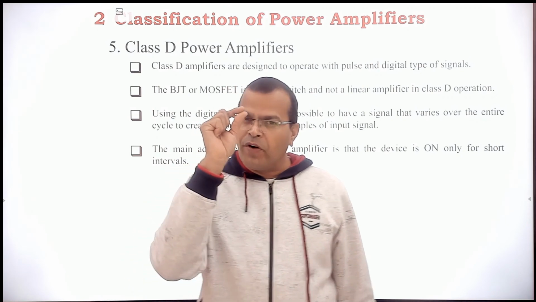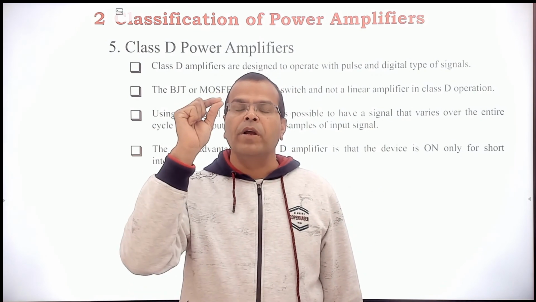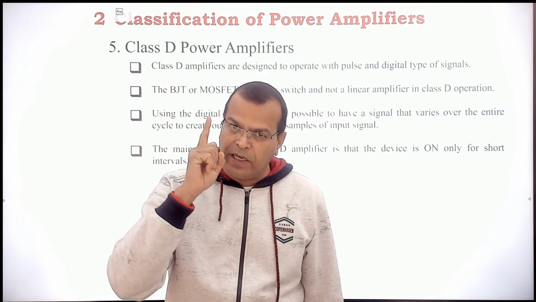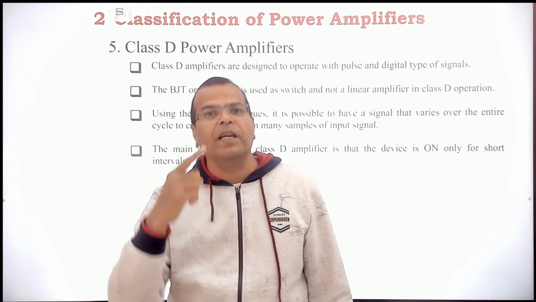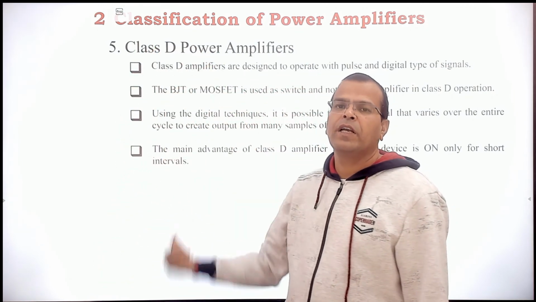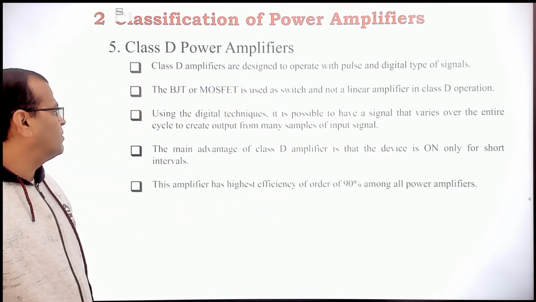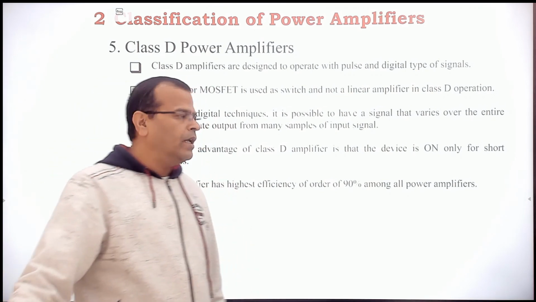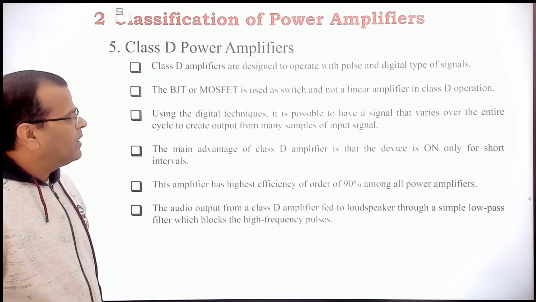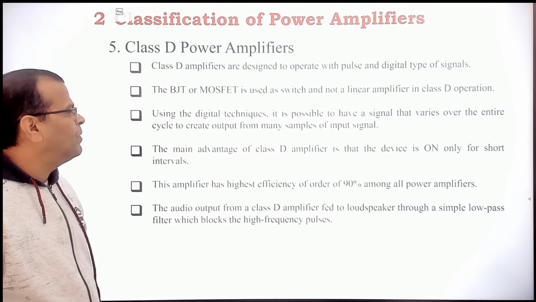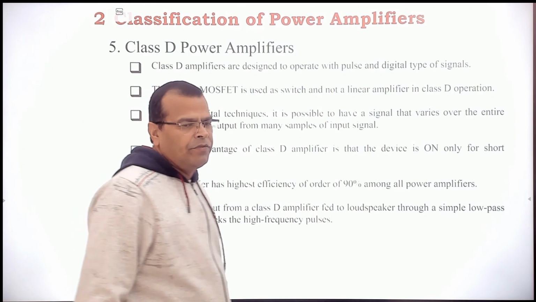When device is on for lesser period, efficiency will be more. When device is on for higher period, more time, efficiency will be less. So that is why efficiency is lowest in class A, then class AB, then class B, then class C, and highest efficiency is there in class D amplifier, right? So remember this point. Ideally it is 100%, but if you talk about practical, it is more than 90% or order of 90%. The audio output from class D amplifier is fed to loudspeaker through simple low pass filter which blocks the high frequency pulses.